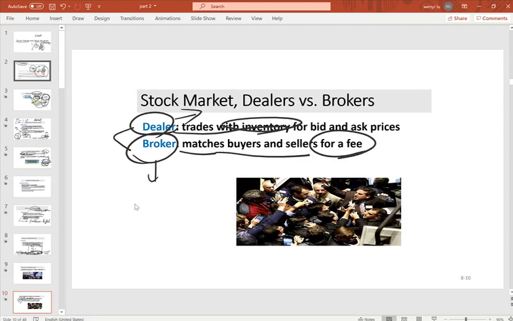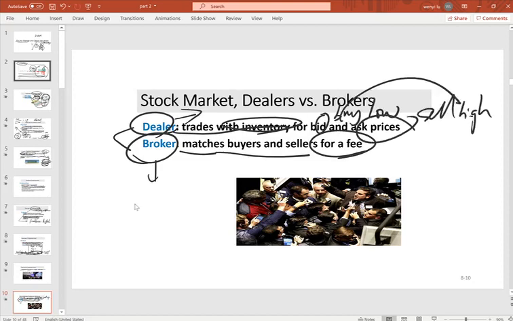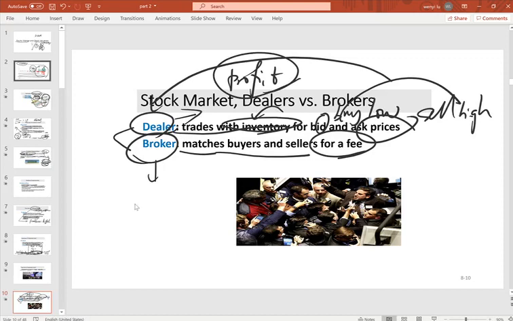So a dealer buys low and sells high. The price difference will be their profit. They buy something into inventory and sell to the public. The difference between the bid and ask price will be their profit. But brokers don't have any inventory. They only match the buy orders and the sell orders for commissions. That's the difference.